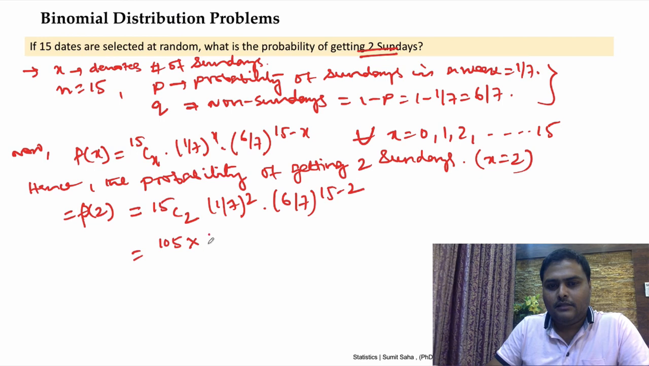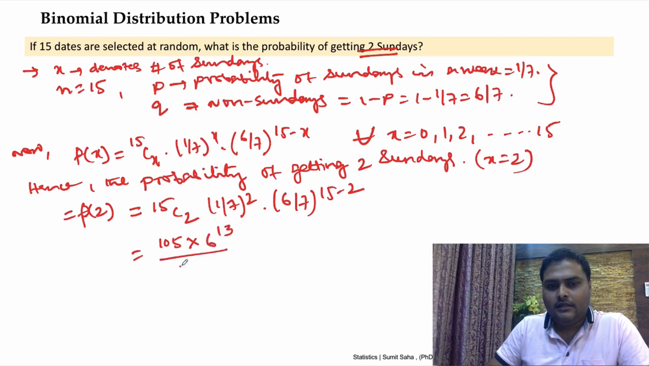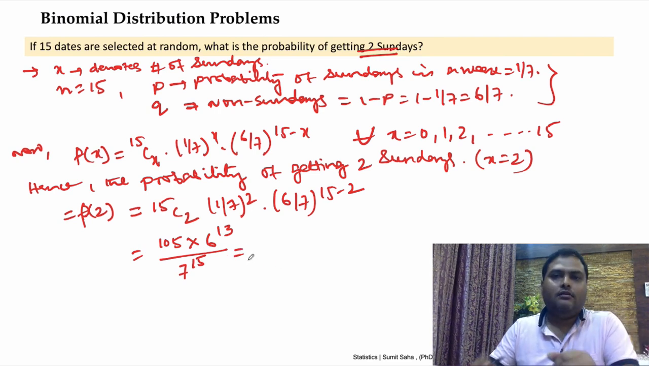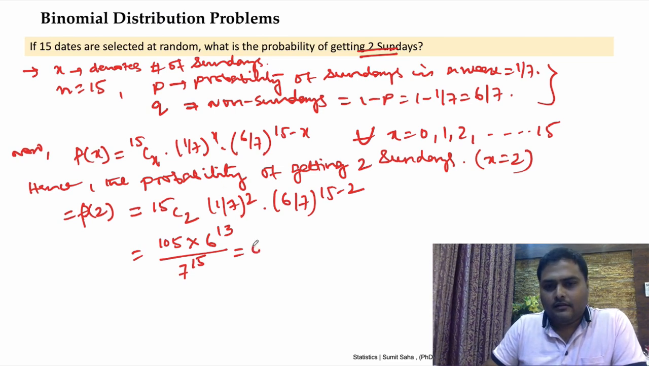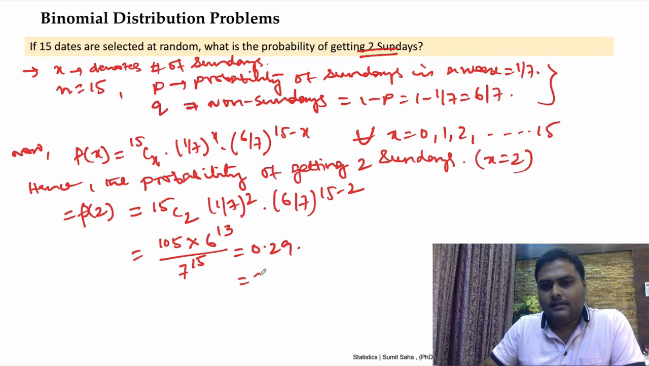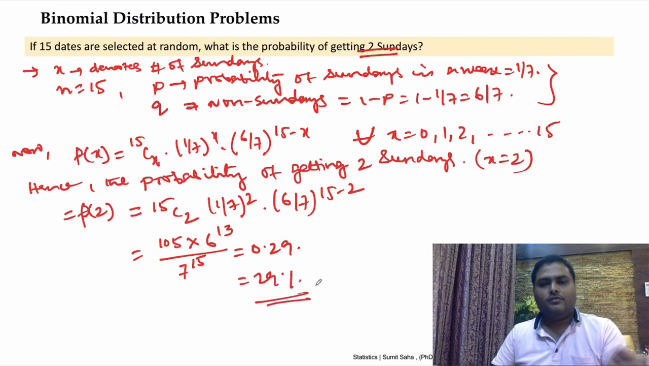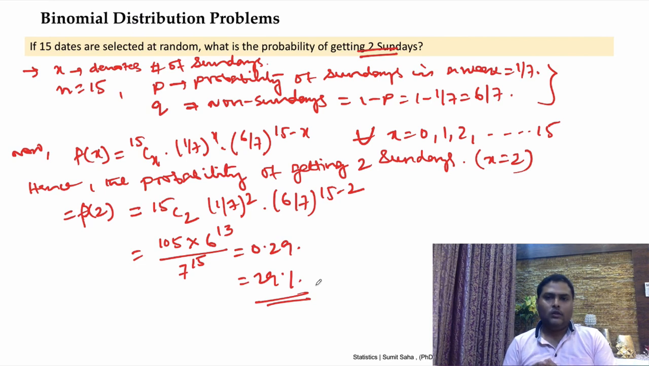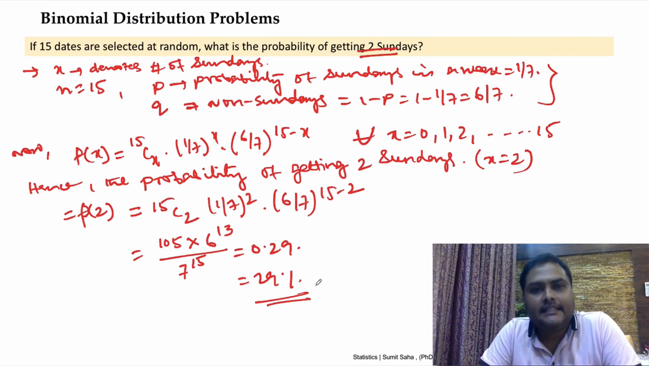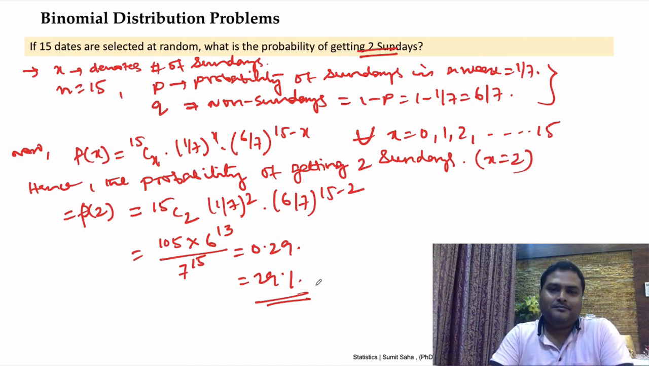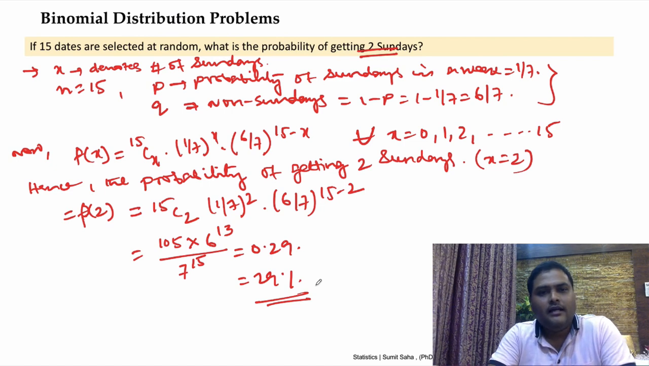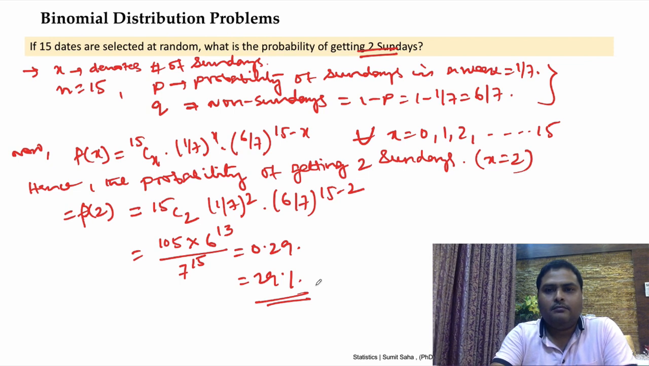So this comes to 105 multiplied by 6 to the power 13 divided by 7 to the power 15. If you use the calculator, it will come to approximately 0.29, which is nothing but 29%. So what is the answer? In short, we can conclude that if 15 dates are selected at random, then the probability of getting 2 Sundays is 29%. Hope you have understood and it helped you to clarify your doubts. Let's see the next problem.